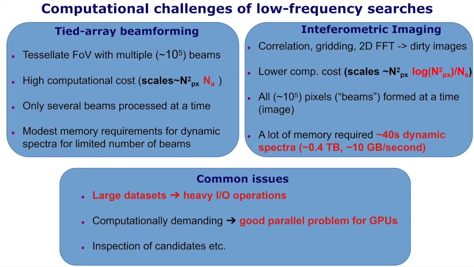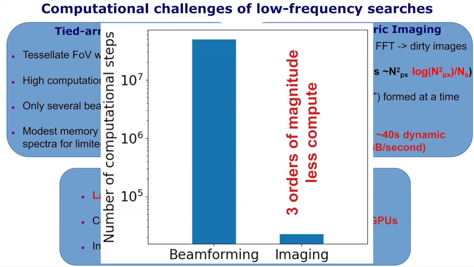Both these solutions have the challenge of heavy IO operations. One SMART observation is about 60 terabytes of data, but WSClean is much more affected by this because you first need to convert the data to CASA measurement set format, so you read and write it multiple times. That's why we wanted to do it just once: read the data once, keep it in memory, and process it on GPU. This is a reasonably well parallelizable problem for GPUs, and therefore this is our solution.